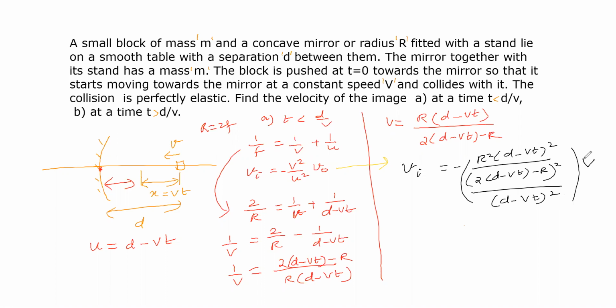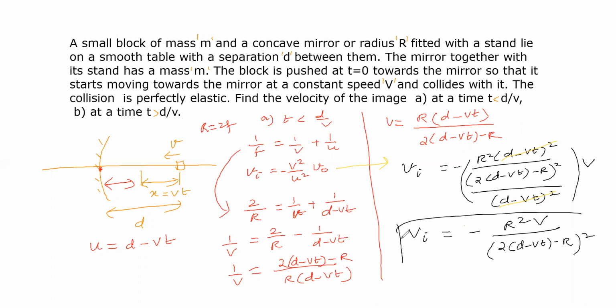Now we can cancel the d minus vt whole square terms. After cancelling, we get the velocity of the image as minus r square into v divided by 2 into d minus vt minus r whole square. This is the answer for the velocity of the image. Now the first part we have completed, and we are going to discuss the second part.